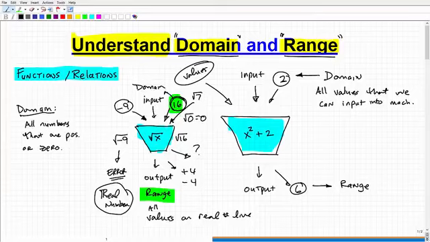So just because the domain is one thing doesn't mean that the range is going to be the same thing, okay? So again, determining the domain generally requires some algebraic skills. It's not too difficult, but the range is a little bit more challenging.